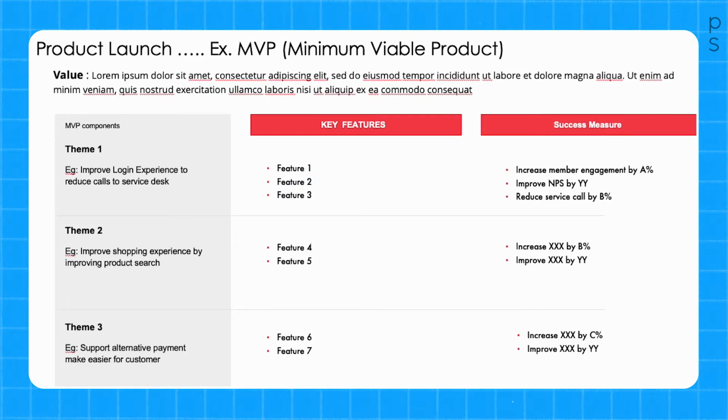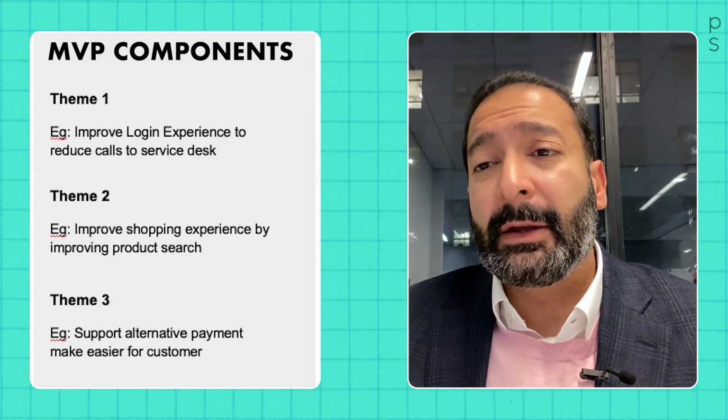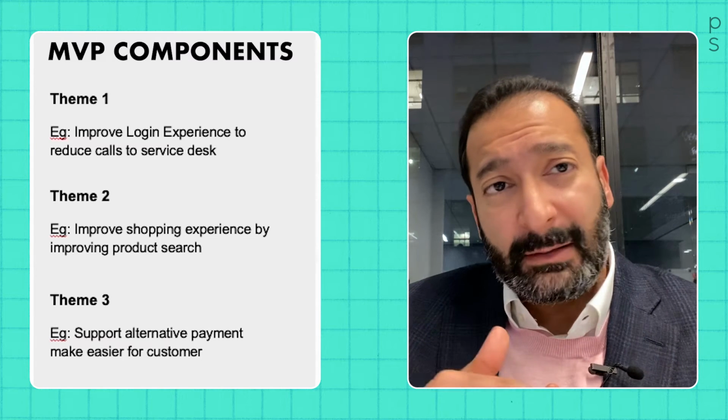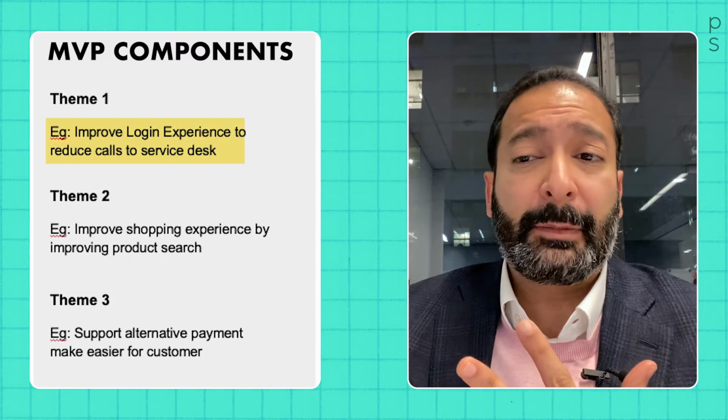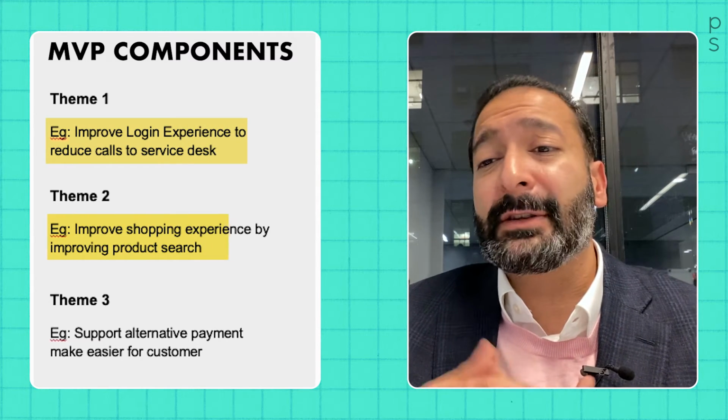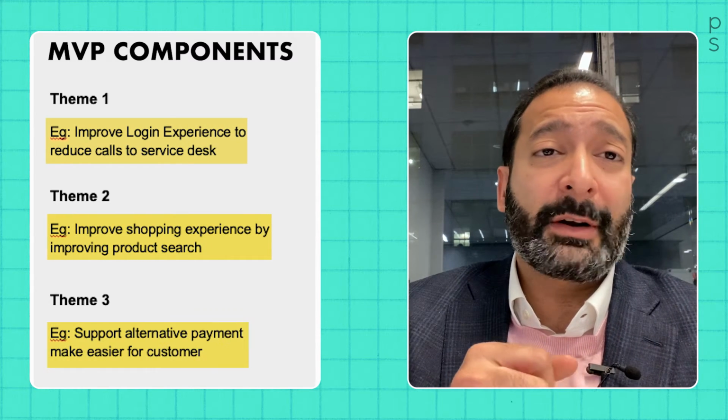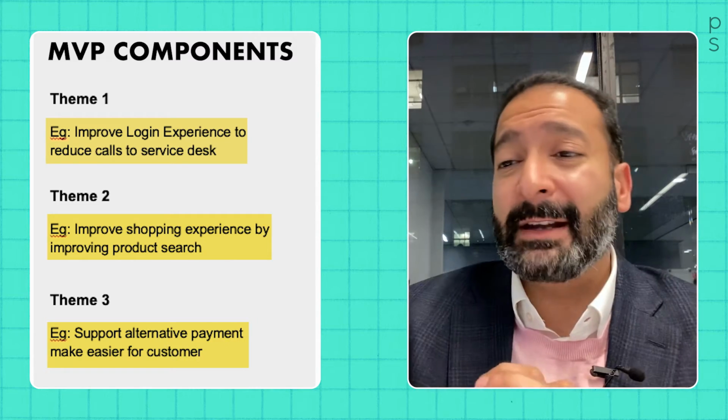First up, what I'm showing now on my screen is an example of an MVP, or a minimum viable product. You'll notice that I have three themes. These could be anything, such as improving the login experience, improving a shopping experience, or even a new alternative payment that you might want to support on a website. I have my key features, I have a value, and it's a very straightforward way to say what you're building. It could even be an MVP you're launching.